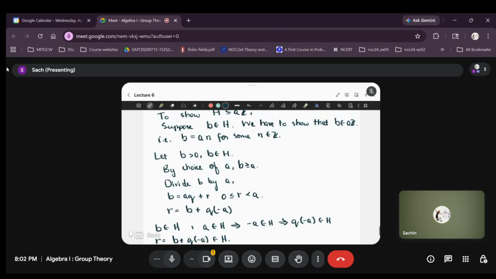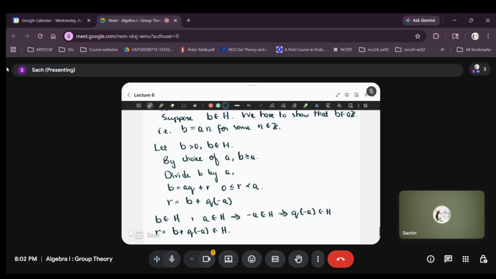But from the division algorithm, R is greater than or equal to 0 and less than A. If R is a positive number, that is a contradiction, right? Why is that? Why can R not be a positive number? R is greater than or equal to 0, less than A, right? I am saying R has to be 0. Why can R not be positive?